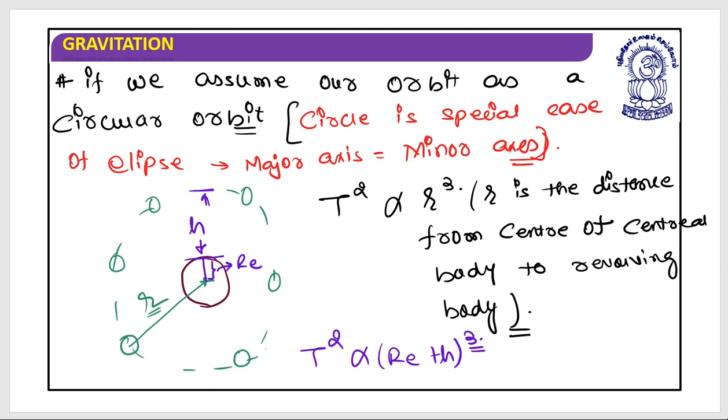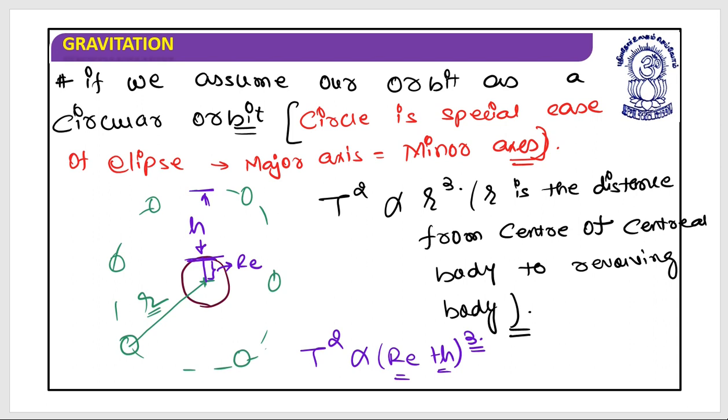I hope this is clear. Please keep this in mind: if the distance of the orbit has been given from the surface of the earth, then you must add the radius of the earth. I hope this is clear.